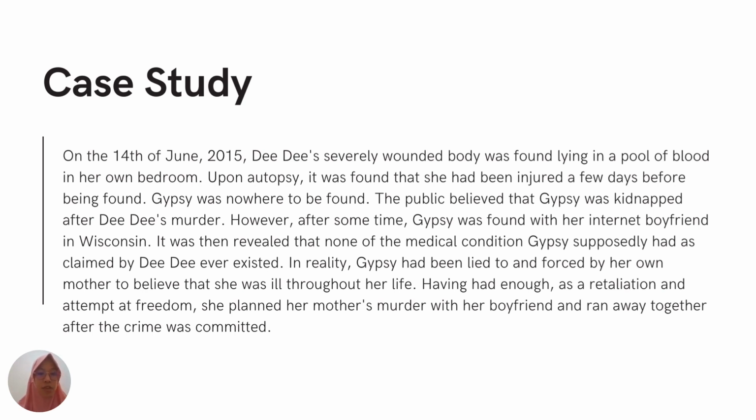And it was then revealed that none of the medical conditions Gypsy supposedly had, as claimed by Dee Dee, ever existed. In reality, Gypsy had been lied to and forced by her own mother to believe that she was ill throughout her life. After realizing her mother's lies, having had enough, as retaliation and an attempt to achieve freedom from her mother, Gypsy planned her mother's murder with her boyfriend, and then, after committing the act, they ran away together.